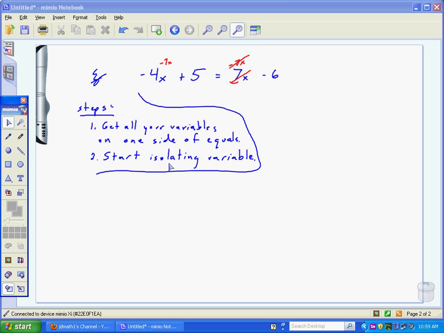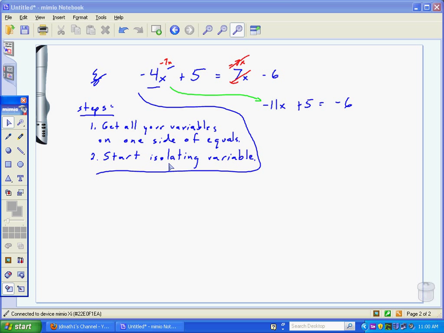I'm going to get negative 4x minus another 7x is negative 11x. I hope you see where that came from. The plus 5 we haven't touched. And obviously on the right-hand side, we're only left with the negative 6. So this stuff here gives us the negative 11x. Yeah, this is a little bit messy, but we'll get over it. So we've got all of our variables on one side of the equal sign.